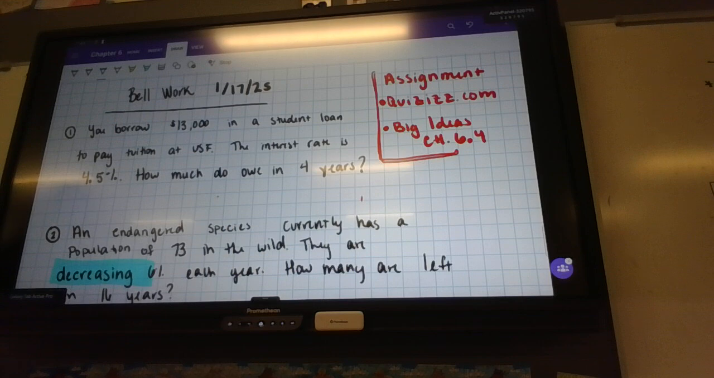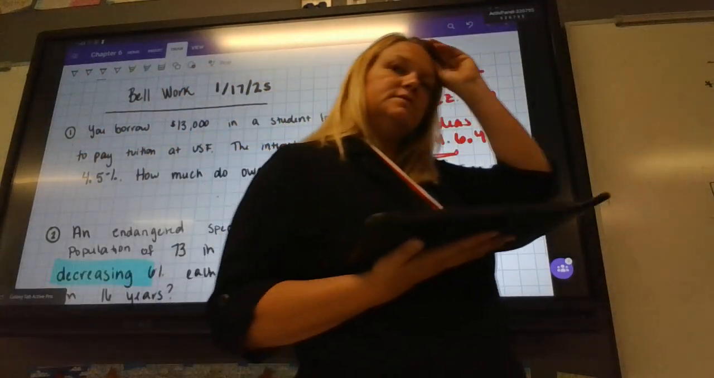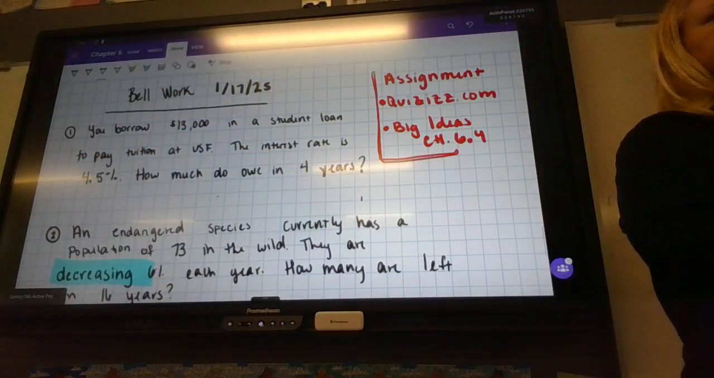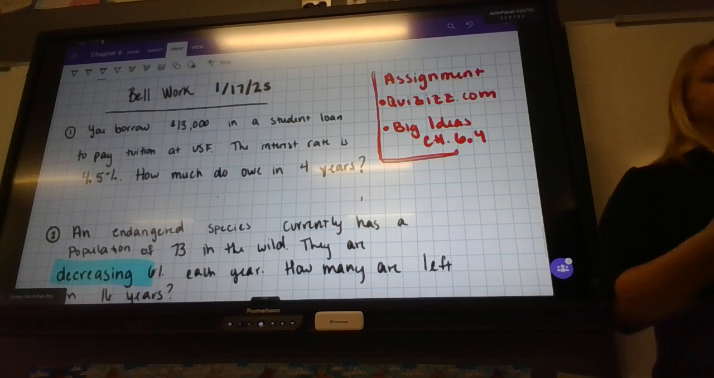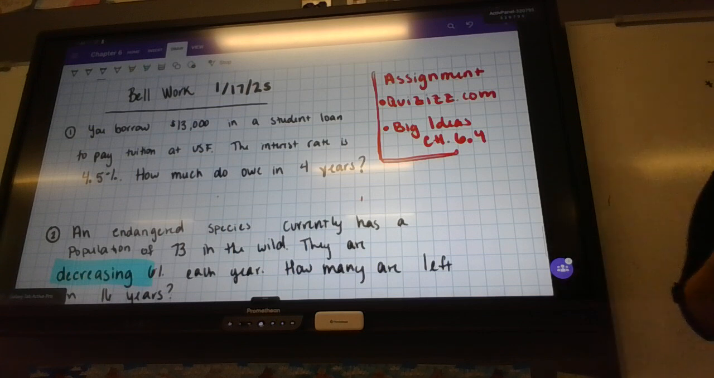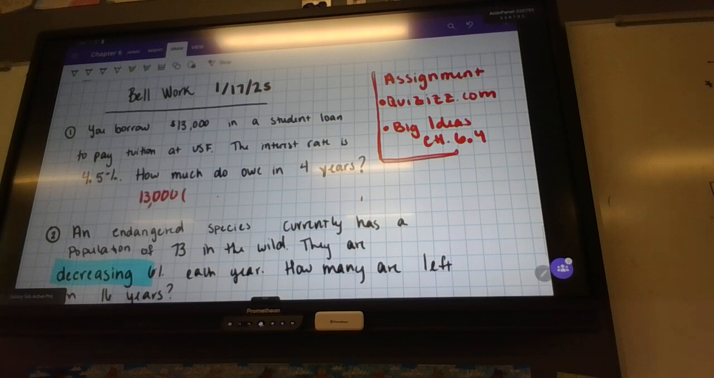Riley, have you attempted at writing the function yet? I'm trying to put it all in the ticket. Let's do it. All right, so wait, so that means okay, so it'll be 13 parentheses, or 13,000 parentheses, 1 plus 4.5 to the power of 4. Okay. That's a really good job. Would anybody change anything that she said? There's only one thing I would change. Yes.